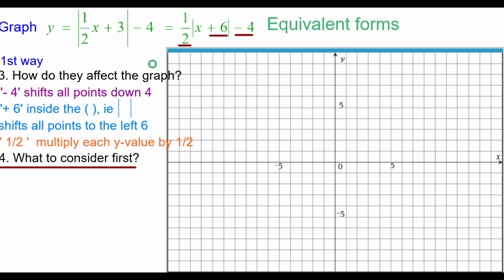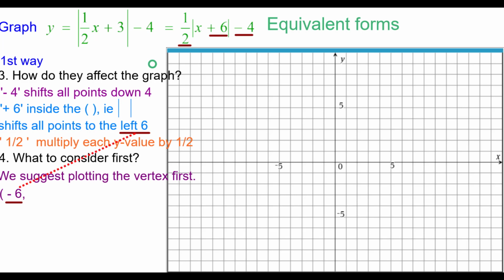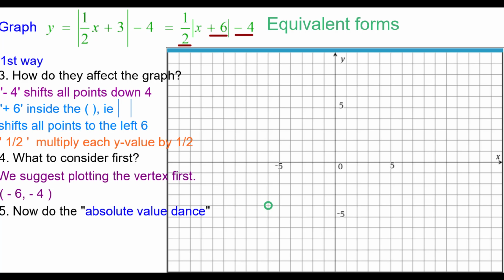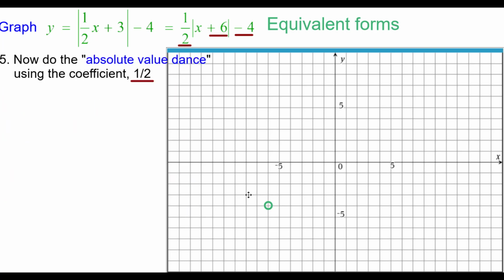Which ones do we consider first? We suggest plotting the vertex first. And so using the parameters that affect that, we go left 6, minus 6, and then down 4, minus 4. So -6 comma -4 is our vertex. We plot that first. And now we do the absolute value dance using the coefficient 1/2 to affect that dance. And we plot relative to the vertex.